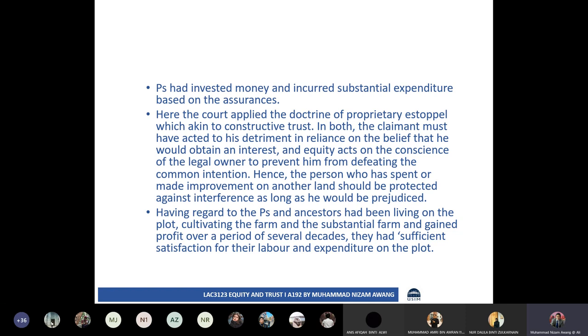Therefore, the tenant who has spent and made improvements on the land should be protected against interference as long as he would be prejudiced, meaning that he can be protected from any interference with the land or from the termination of the tenancy. So having regard to the plaintiff and ancestor Cheong, who had been living on the plot, cultivating the substantial farm and gaining profit over a period of several decades, they had sufficient satisfaction for their labor and expenditure on the plot.